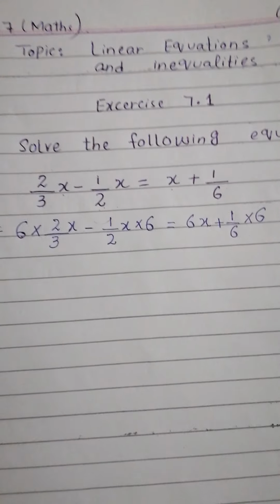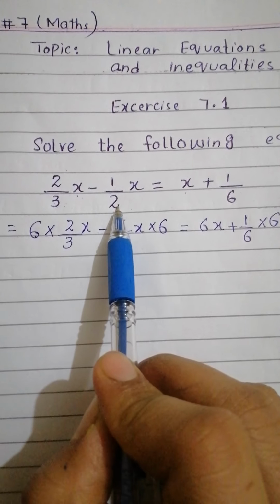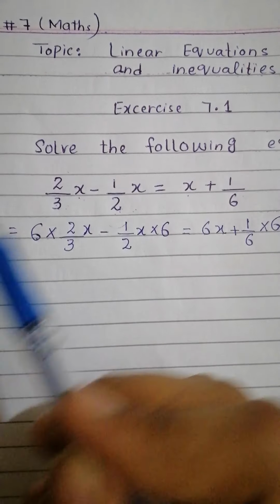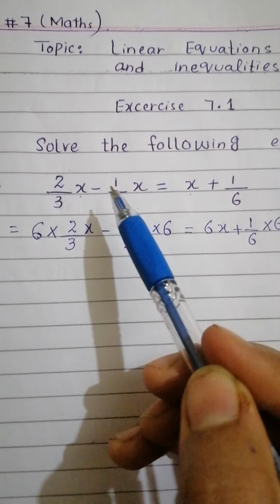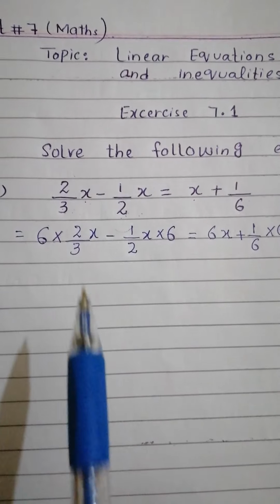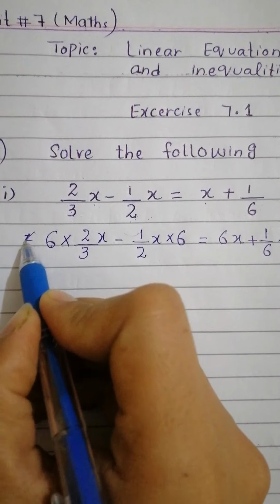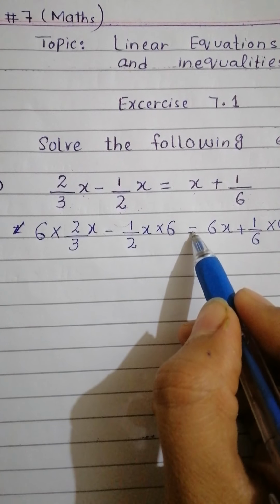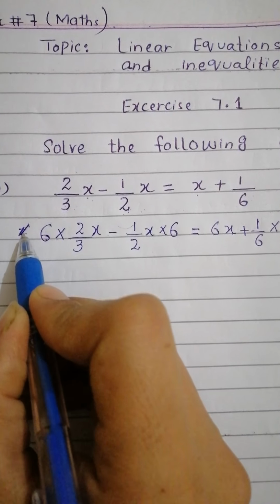Is it clear? To solve linear equations, you have to eliminate the fractions. And to eliminate the fractions, you will multiply each fraction on both sides by the LCM. दोनों साइड पे आपने LCM के साथ मल्टीप्लाई कर देना है. Is it clear? I have an error here. We don't put the sign of equality here because it's already an equation and the equality sign exists here. So we don't need to put the equality sign over here.